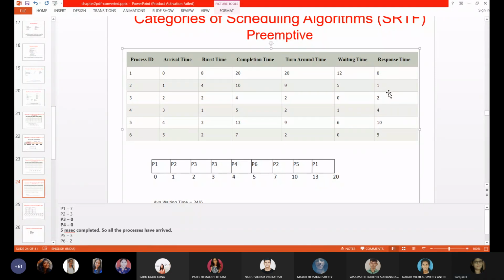P2 arrived at 1 millisecond. P3 arrived at 2 milliseconds. How much is the response time? 1 second. Now process P1, no. Process P1 arrived at the 0th millisecond.